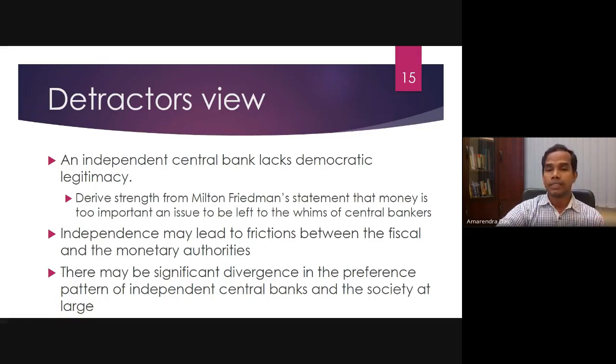This argument comes from Milton Friedman's statement that money is too important an issue to be left to the whims of the central bankers. So we cannot leave it alone to the central bank. Rather, the elected representatives or the elected government should interfere. And independence may lead to friction between the fiscal authority and monetary authority. So there has to be better coordination between them.